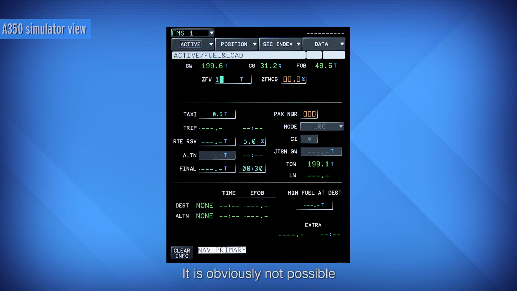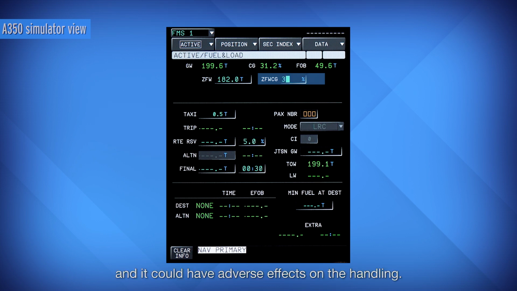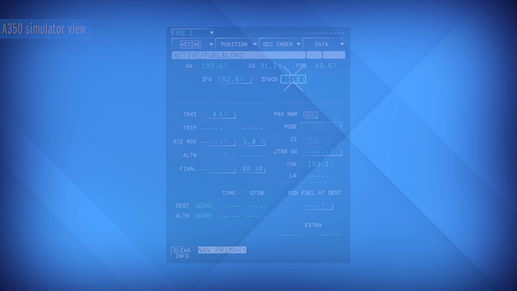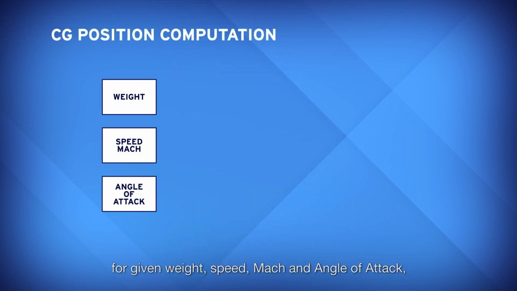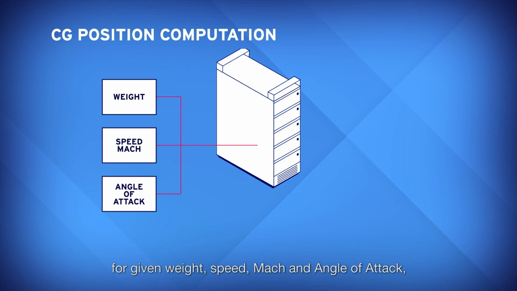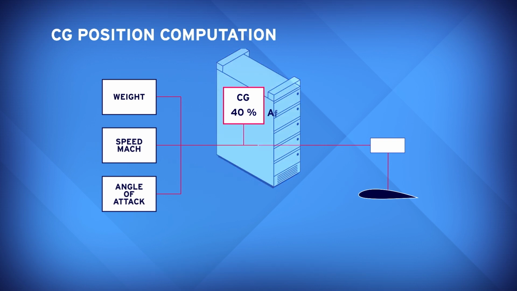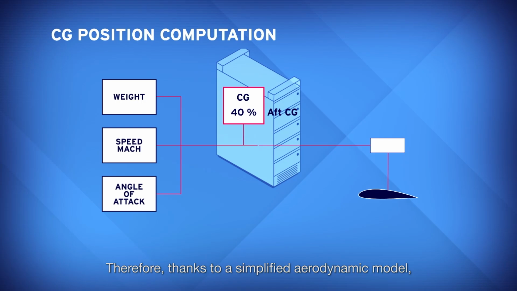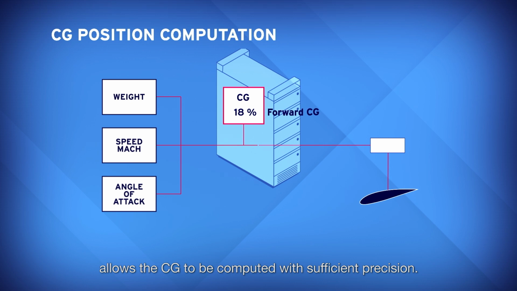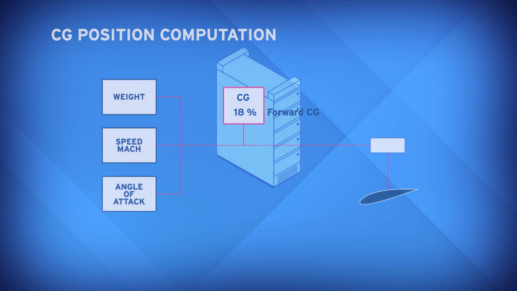It is obviously not possible to use the CG directly inserted by the crew because there are sometimes errors and it could have adverse effects on the handling. In flight, for given weight, speed, Mach and angle of attack, the tailplane and the elevator positions are a direct function of the CG position. Therefore, thanks to a simplified aerodynamic model, the knowledge of all these parameters allows the CG to be computed with sufficient precision.